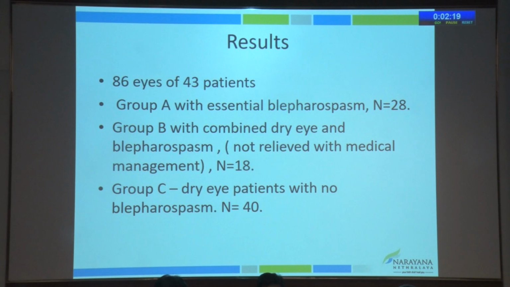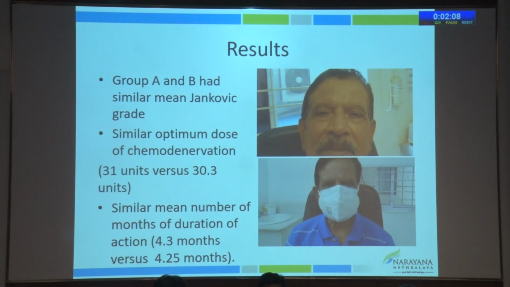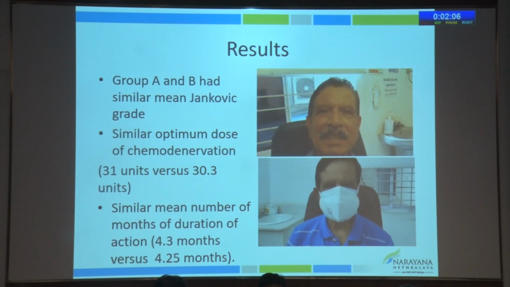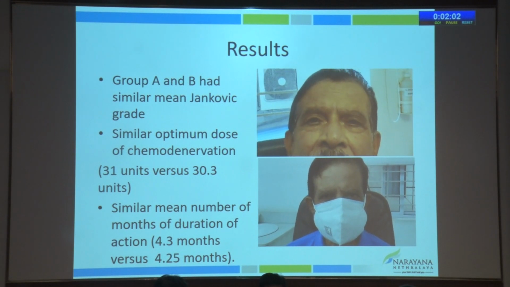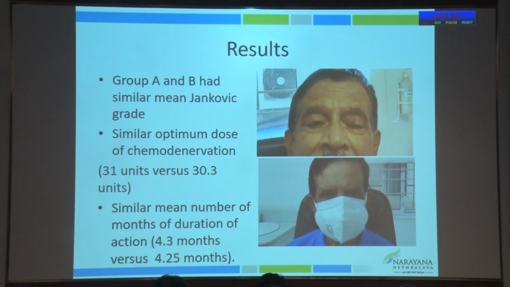So ultimately, we had 86 eyes of 43 patients in 3 groups, with essential blepharospasm group A, group B combined dry eye and blepharospasm, group C dry eye with no blepharospasm. Group A and B, the 2 types of blepharospasm, had similar mean scoring, similar optimum dose of chemodenervation, and similar mean number of months of duration.